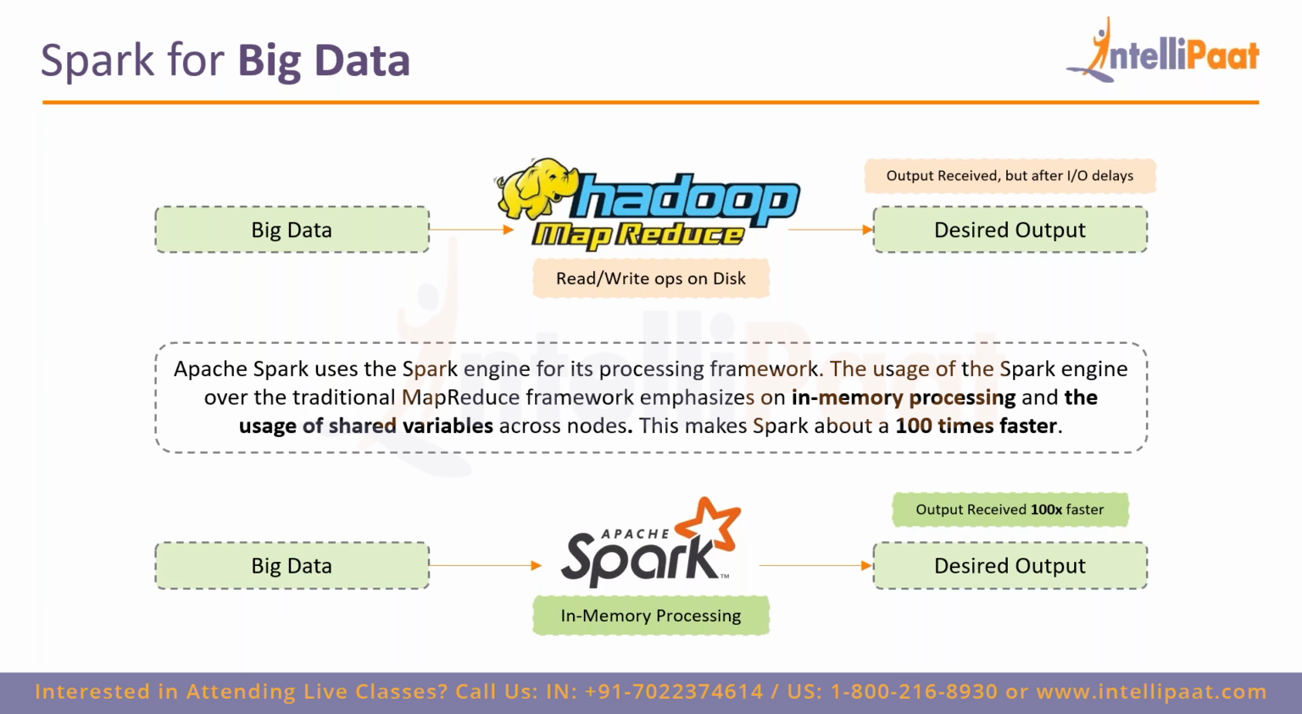Now, for smaller files, the difference between Hadoop MapReduce and Apache Spark is not at all visible. But when we are talking about files in the terabytes and petabytes, we can almost certainly see that Apache Spark is about 100 times faster in the output that it gives us as compared to MapReduce.